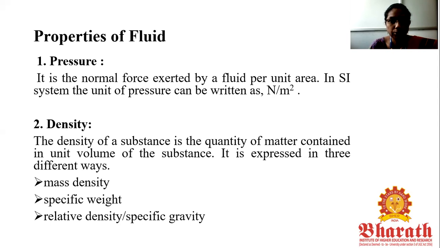The next property of the fluid is density. The density of a substance is the quantity of matter contained in unit volume of the substance. This density can be expressed in three different ways: mass density, specific weight, and relative density or specific gravity.